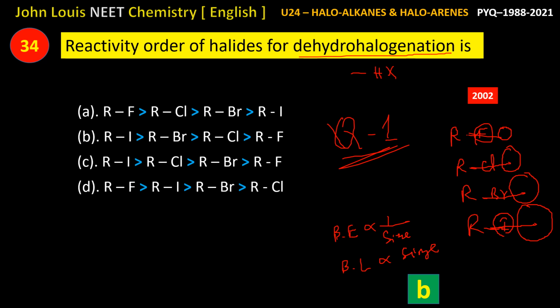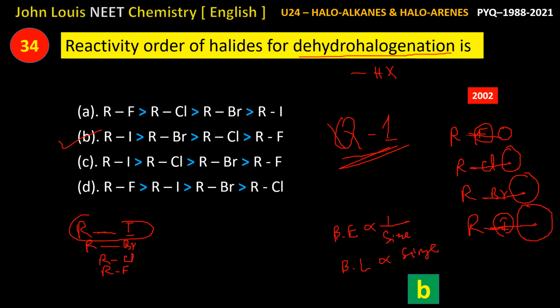Therefore, the correct order is RI, where the bond length is more, which is slightly less than that, RBr, which is slightly less than this, RCl. Then RF is the smallest. So therefore, this is more reactive. Therefore, what is the order here? B is the correct one. RI is greater than RBr, greater than RCl, greater than RF.